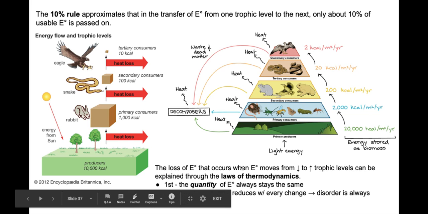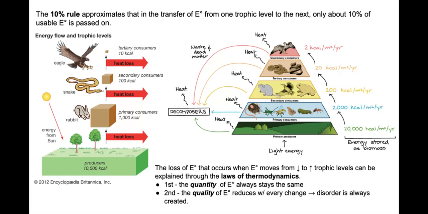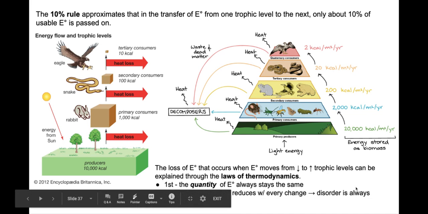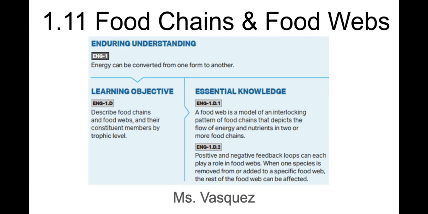So the loss of energy that occurs when energy moves from lower to higher trophic levels can be explained through the laws of thermodynamics. So let me pause here and remind you of what are the two laws. The first one is talking about conservation of energy, right? So energy cannot be created or destroyed. So the quantity of energy always stays the same. The second law tells me the quality of energy reduces with every change. So it increases entropy, right? So disorder is always created. So that's the second one, it is talking about the quality of energy.